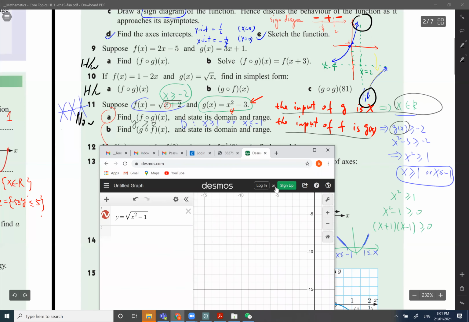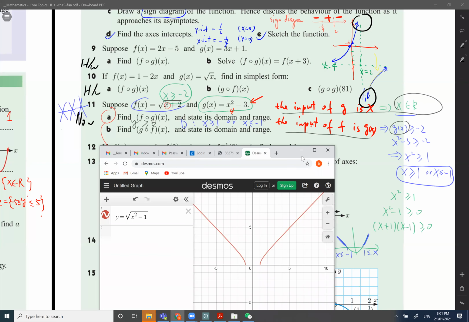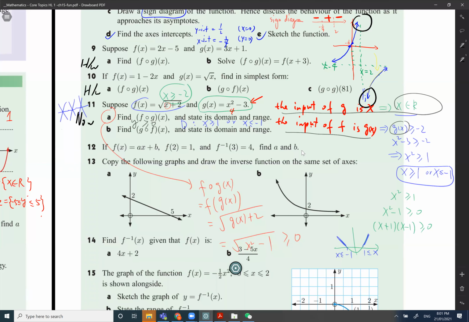G of f. G of f, like g of f of x. If you need to substitute x into f, x needs to be bigger than or equal to -2. That's it. For g, there's no condition. So that's the domain. That's the domain. G of f.